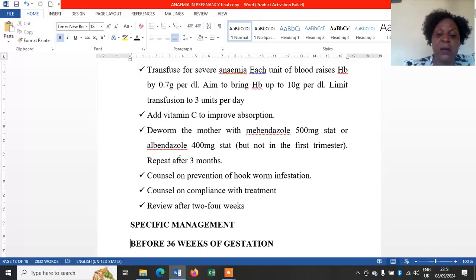Counsel on compliance of treatment, that is taking their ferrous and folic. Most of them, they are vomiting, they don't want to take the drugs, but let us counsel them on compliance with the treatment, and then always review after 2 to 4 weeks. So this is the general management of the mother, irrespective of the gestation age. All these things should be done to a pregnant mother.